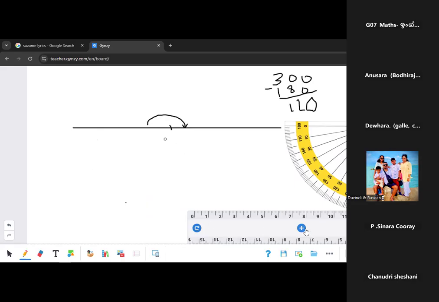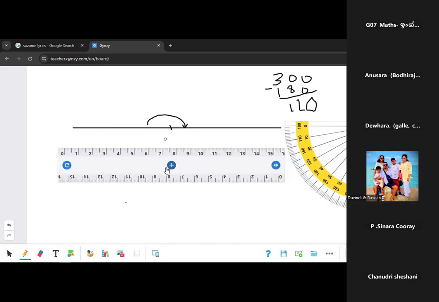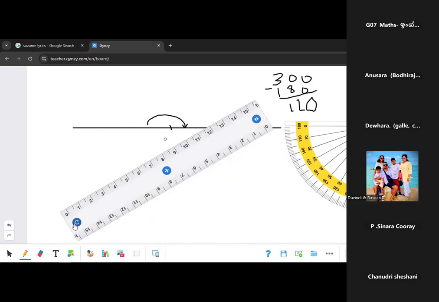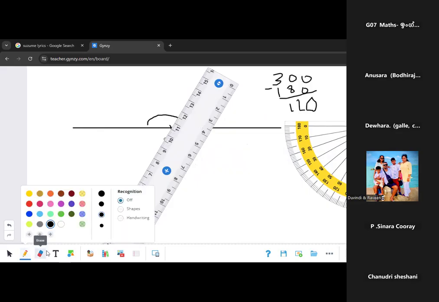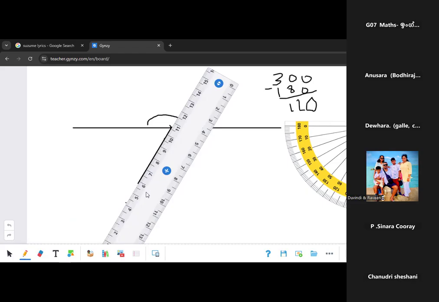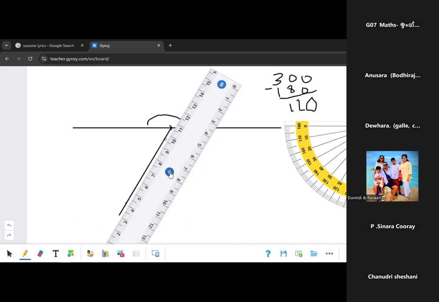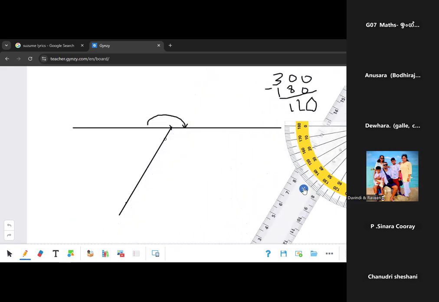Take your ruler and place it like this. You have to join your point O and this small point, like this. I will draw that by joining point O and my small dot. Great. Now I will remove my ruler.